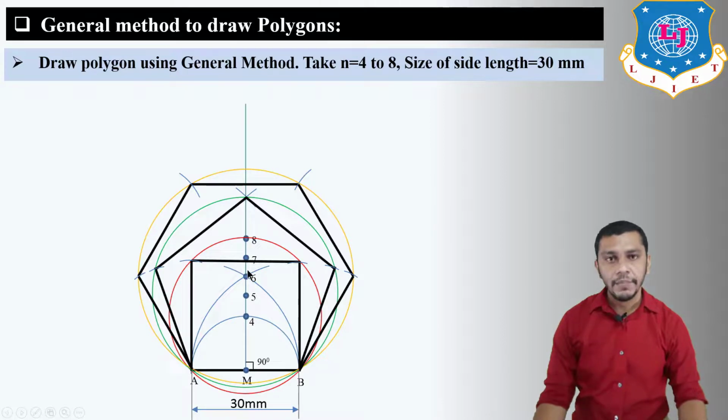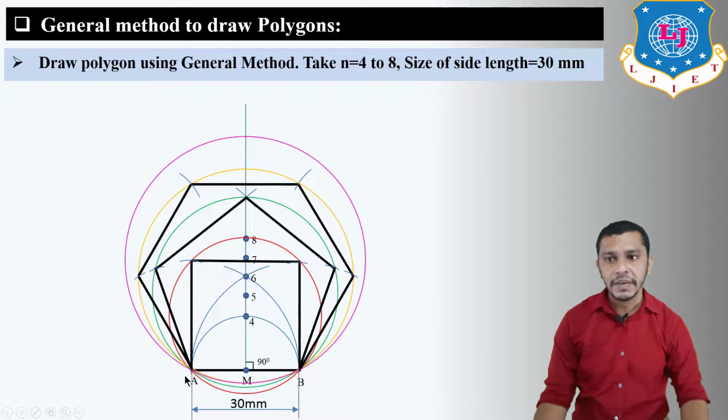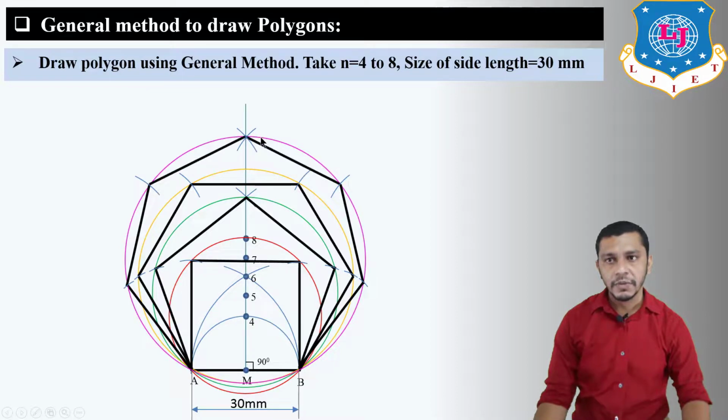Now if you want to draw the heptagon, the center will be at 7, radius equal to 7 to A, and draw the circle. After drawing the circle, measure AB, which is our side length of the polygon, and give an arc first from B to A, give the first arc over here, connect these 2 points, and from these 2 points again give an arc of 30 mm on the circle, 1, 2, join these lines, again give an arc from this point and this point having 30 mm, you will get this point, connect this point, and you will get the heptagon.